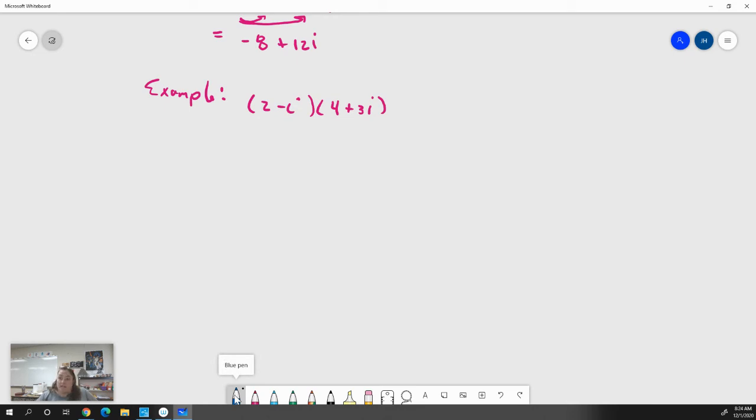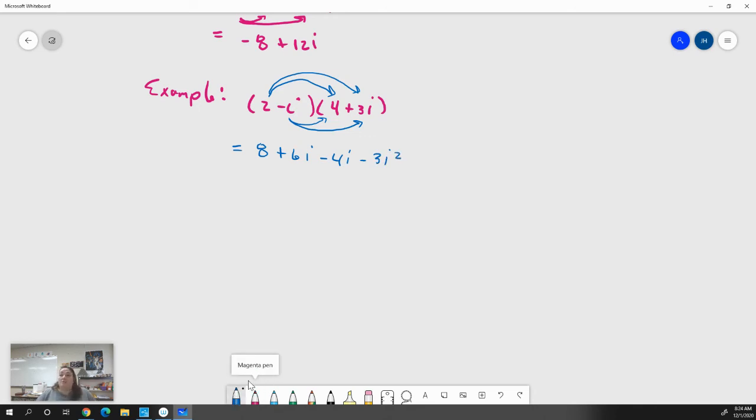So when we multiply any binomial in algebra, we have to distribute, right? We're going to take this piece and multiply it times this one. 2 times 4 gives me 8. Then we take that same 2 and multiply it times this piece. 2 times 3i gives me plus 6i. Then we do the same thing right here: minus i times 4 gives me minus 4i, and minus i times 3i gives me negative 3i squared.